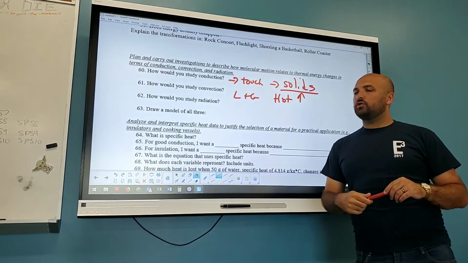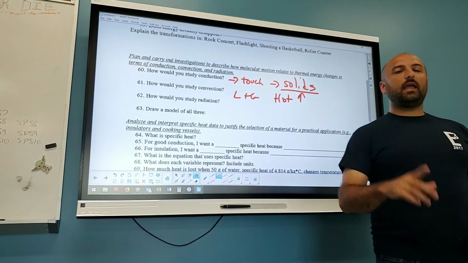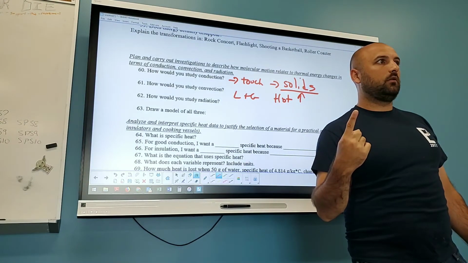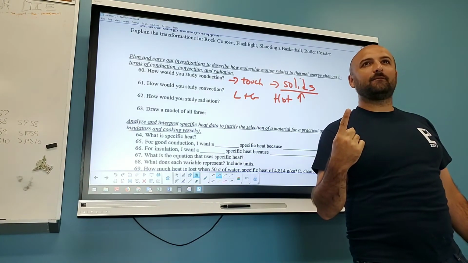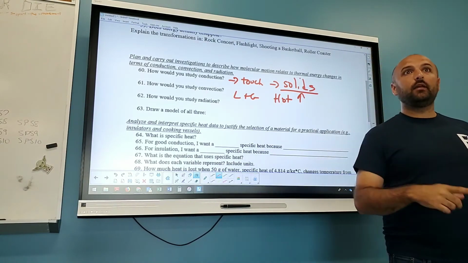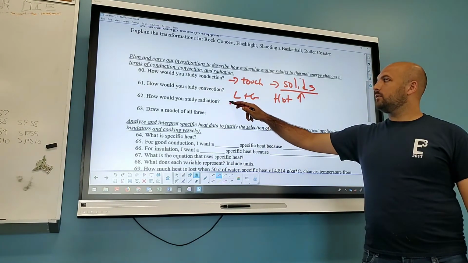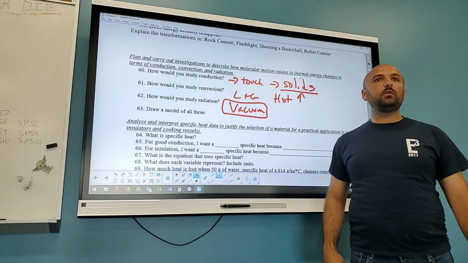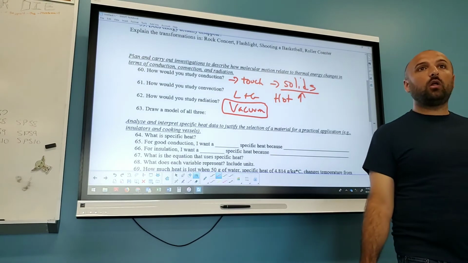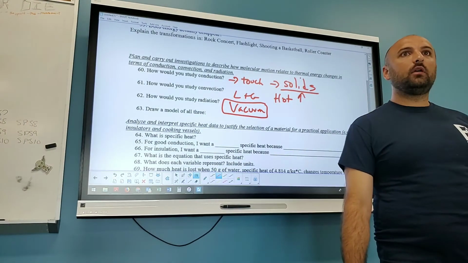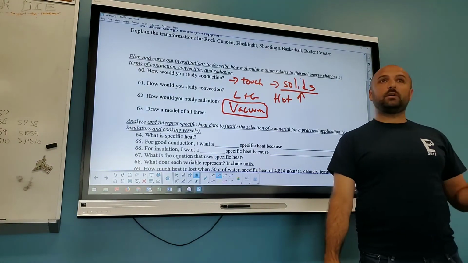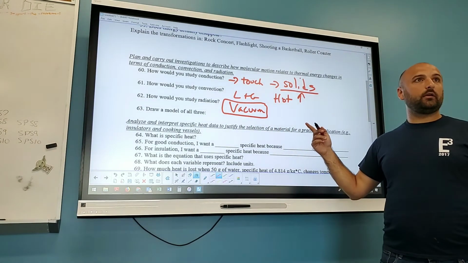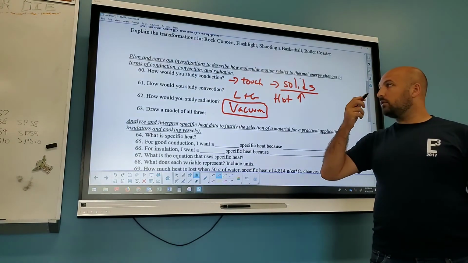How do I study radiation? Any investigation of radiation is always concerned about this one thing. It has to do with light. Since it has to do with light, it has to do with a vacuum. If you see anything to do with a vacuum, it means you no longer have a solid, liquid, or gas. Therefore, it can't be convection or conduction, it can only be radiation. And we're talking about infrared light here. So draw a model of all three.